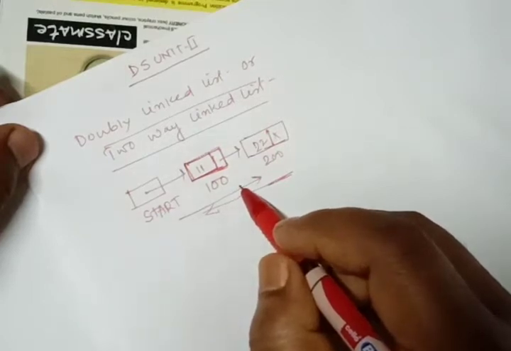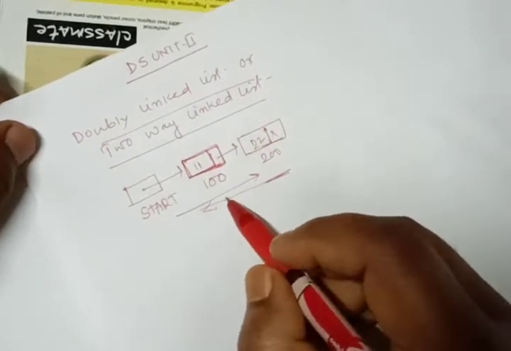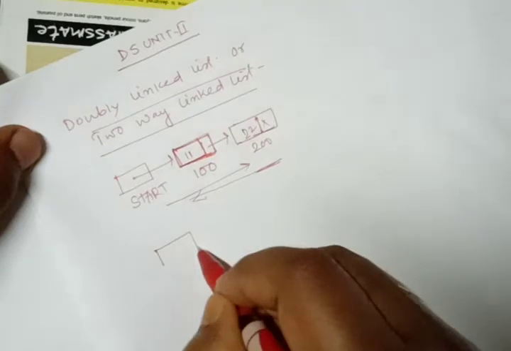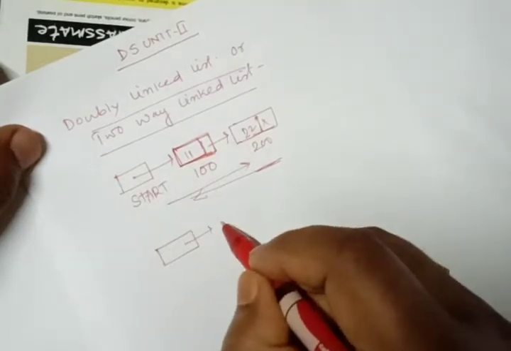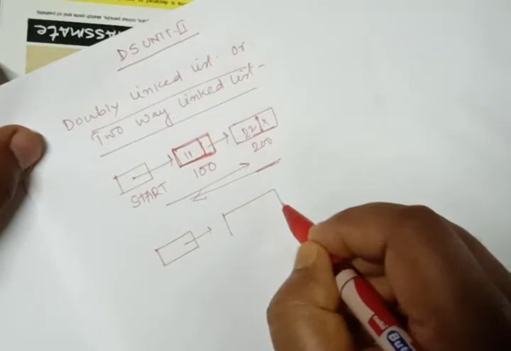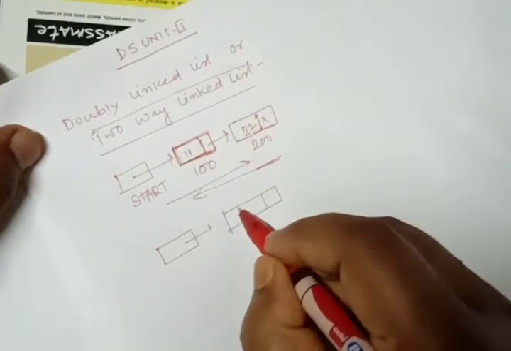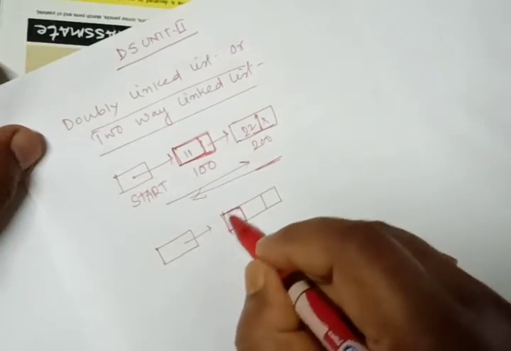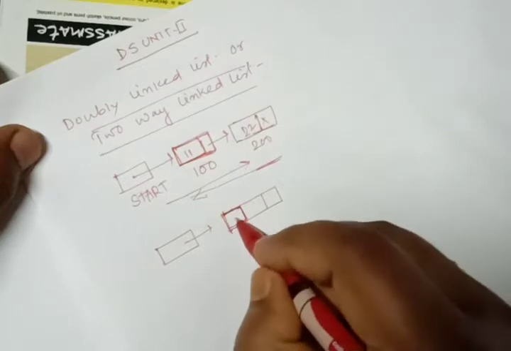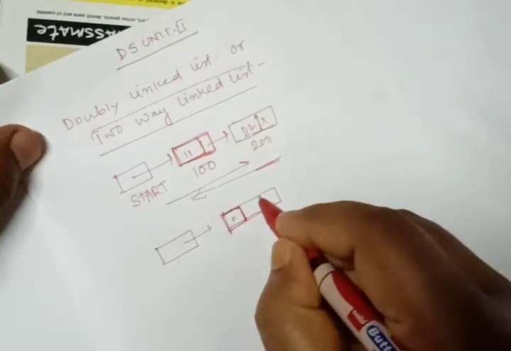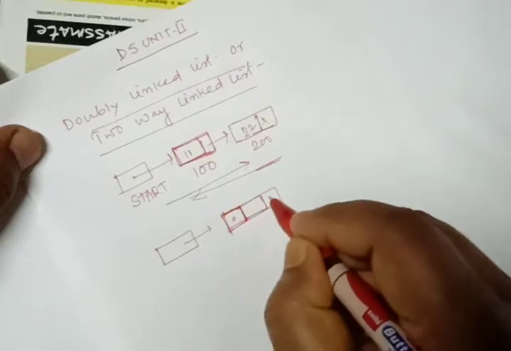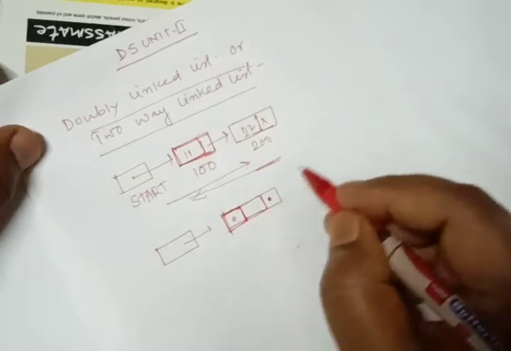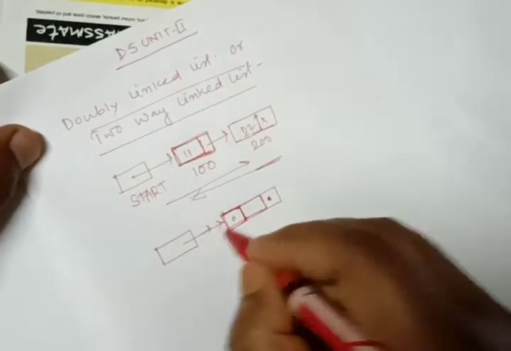Now what does a two-way linked list hold? A two-way linked list can be defined like this. In a two-way list, a node contains three parts. The first part holds the address of the left node, the middle part holds the information of the element, and the third part holds the address of the next node.